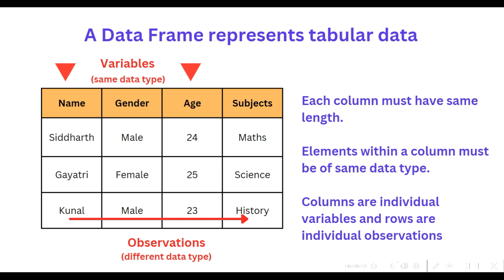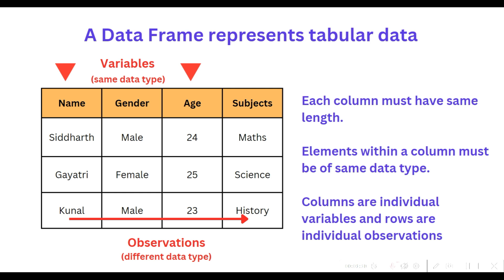Here is an example of a data frame. It has 4 columns. Each column has the same length and there are columns with different data types. There are columns with character data types such as name, subject and gender, and there are columns with numeric data types such as age. The columns are also called variables, which have the same data type, and elements across the rows are called observations, which have different data types.